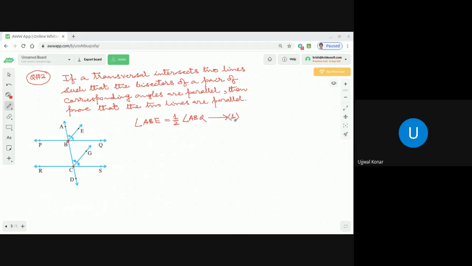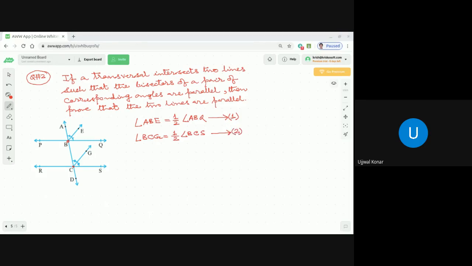Now, in the similar manner, CG is the bisector of BCS. So what can we write? We can write that angle BCG is equal to half of the angle BCS. So angle BCG is equal to half of the angle BCS. Correct, my dear students? So this we give as equation number 2.